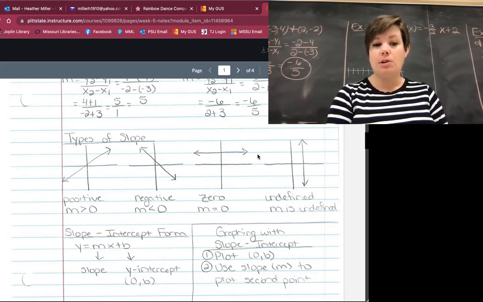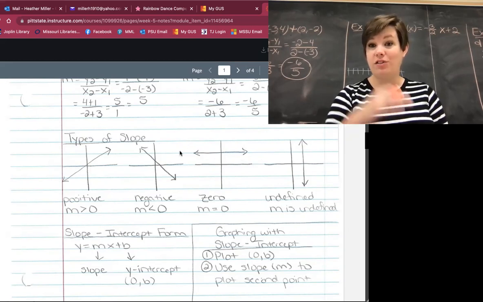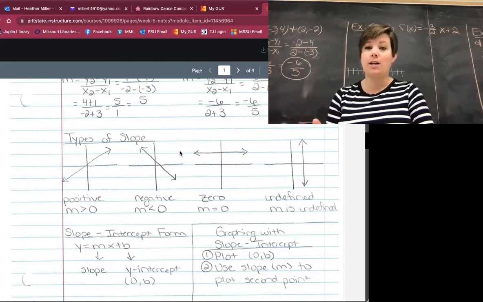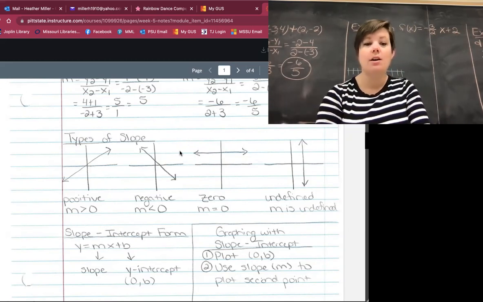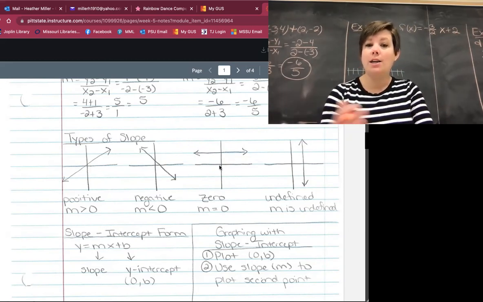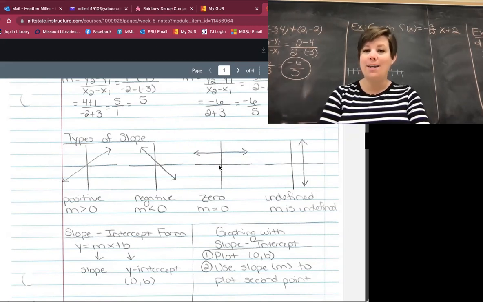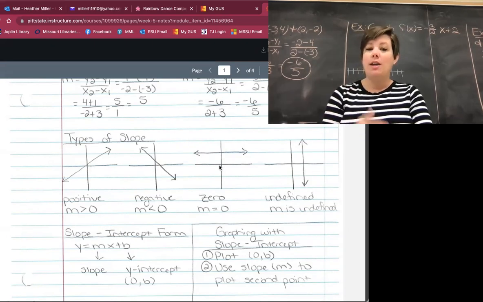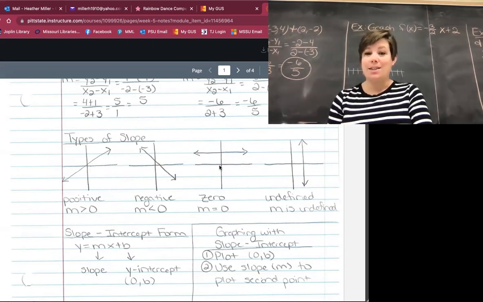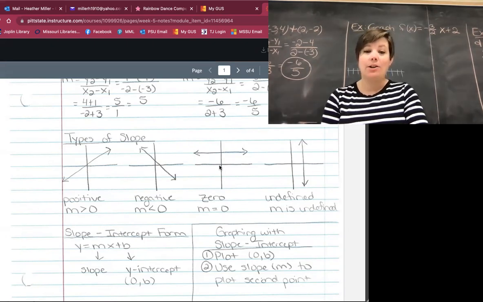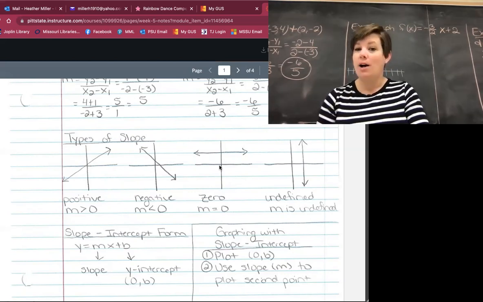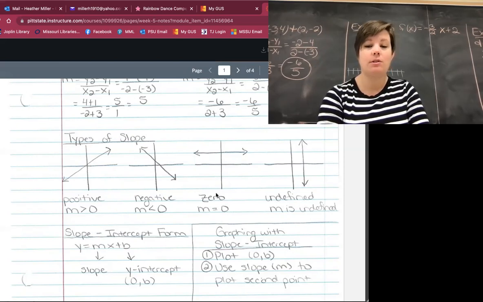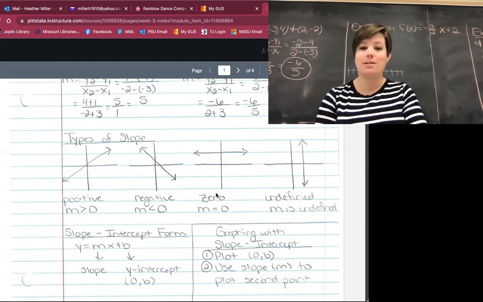The zero slope, notice that it's just flat. It's a horizontal line. There's no rising or running, or there is running, there's no rising. So these look like y equals some number, like y equals 3 or y equals -4. That's what they are. Notice there's no x in them because x doesn't matter. No matter what x is, y stays exactly the same. And so these are y equals equations, with no x's.